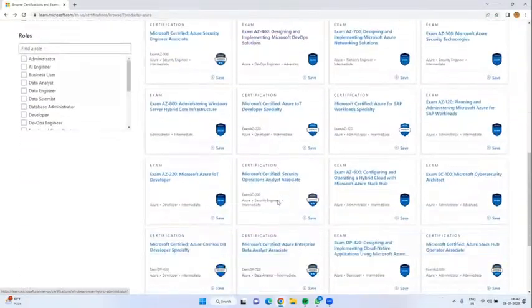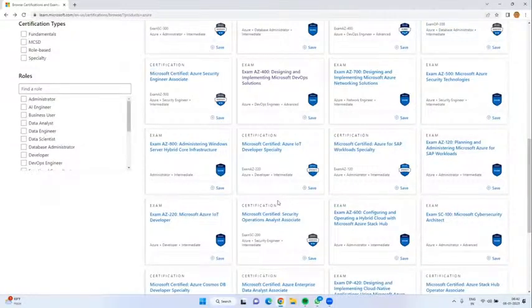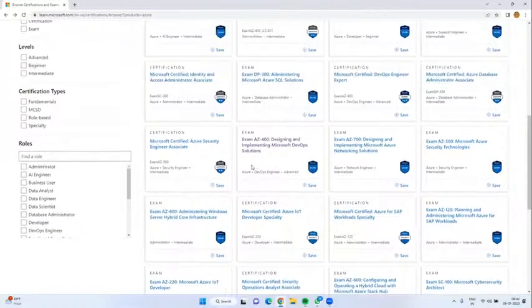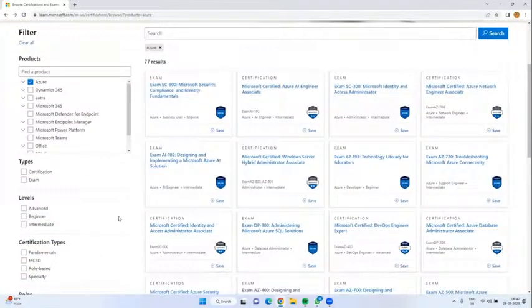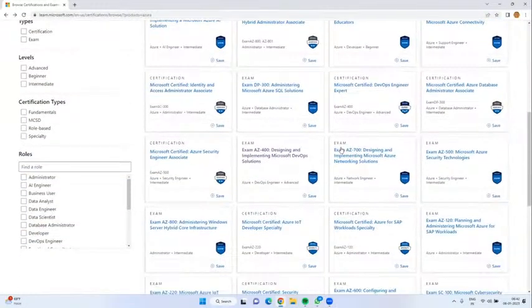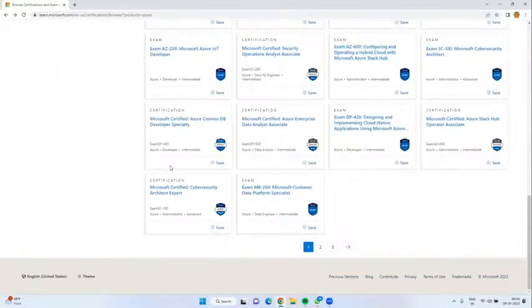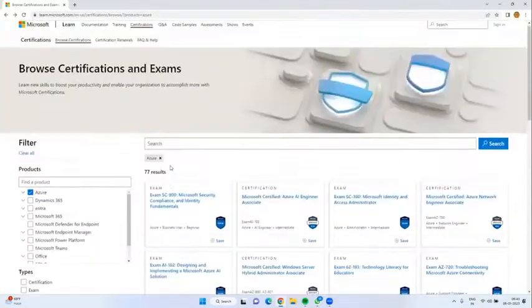We have artificial intelligence, administrator, developer, architect, data engineer, machine learning, cyber security. So all different types of certifications are there. Based on your requirement, you can proceed, learn the technology, and get certified. This is an overview of the Microsoft Azure certification papers.